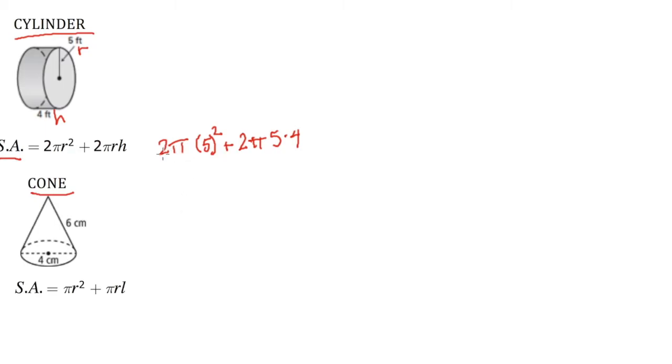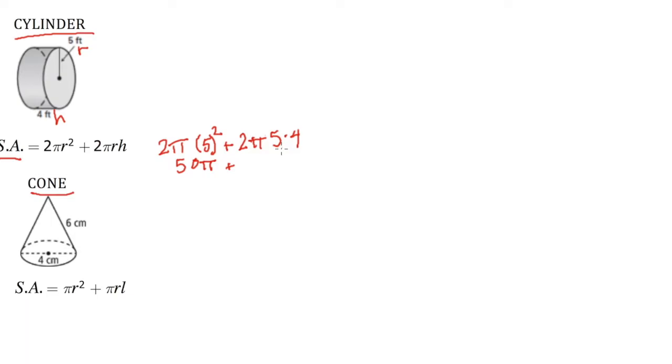So 2 times 5 squared. 5 squared is 25. I promise you, I never lie. So 2 times 25 is 50. So I have 50 pi. Remember, pi is delicious. Let's try to keep it in terms of pi whenever we can. So then this side plus 2 times pi times 5 times 4. Keep it in terms of pi.